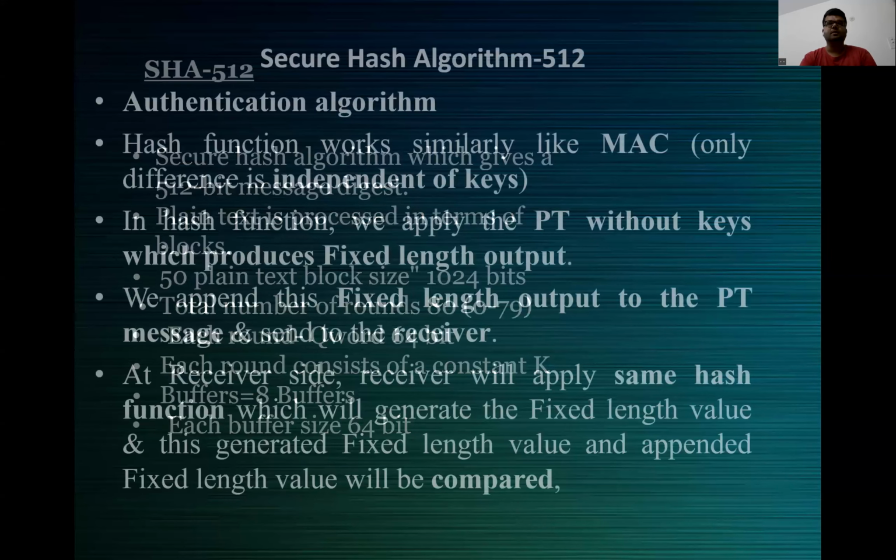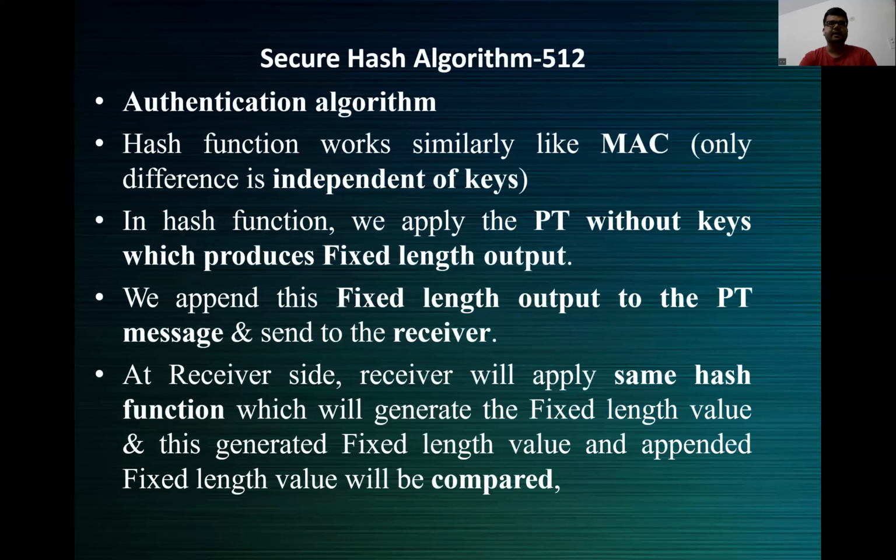So moving on to the secure hash algorithm as an authentication algorithm, hash functions work similarly to a MAC, the only difference is that they are independent of keys. In a hash function, we apply the function to the plain text without keys, which produces a fixed length output. We append this fixed length output to the plain text message and send it to the receiver. At the receiver's end, the receiver applies the same hash function, which generates a fixed length value, and this generated fixed length value and the appended fixed length value are compared.